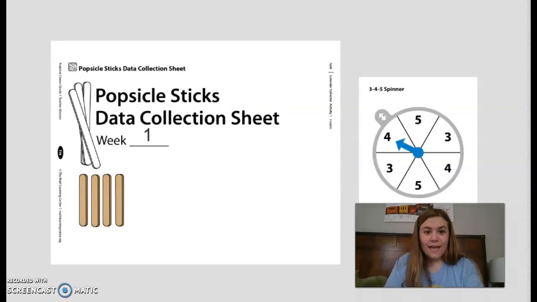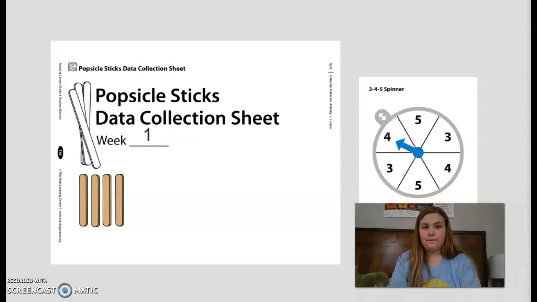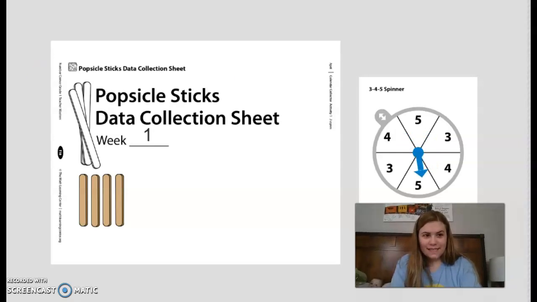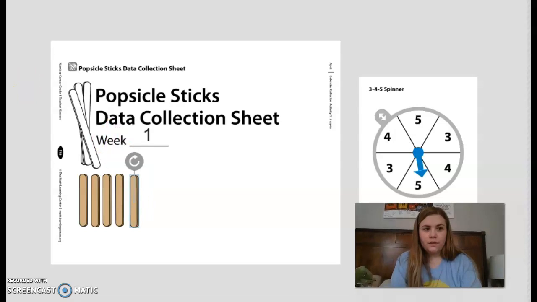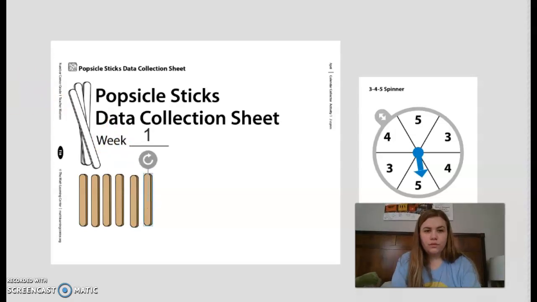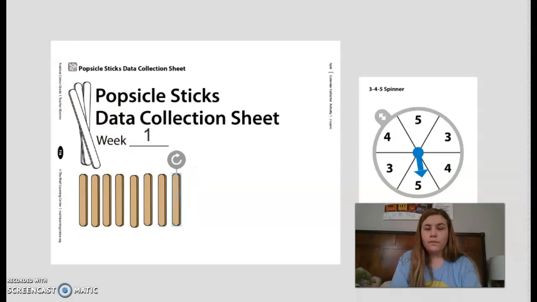Yesterday for our spinning, we got 4 popsicle sticks. Let's see how much we can get today. 5 popsicle sticks. All right. 1, 2, 3, 4, 5. We had 5 more popsicle sticks.